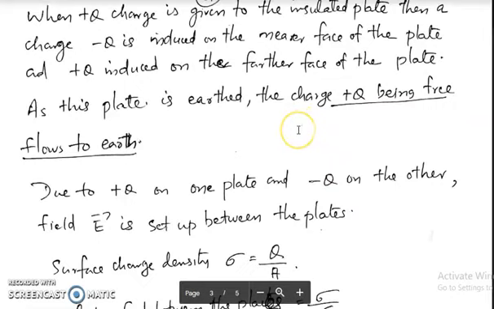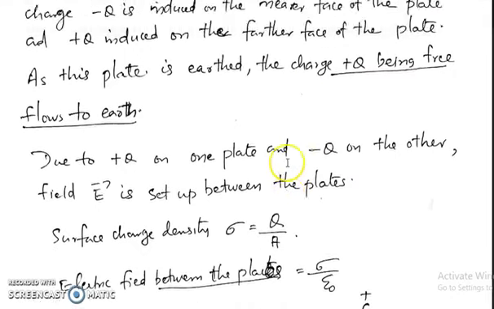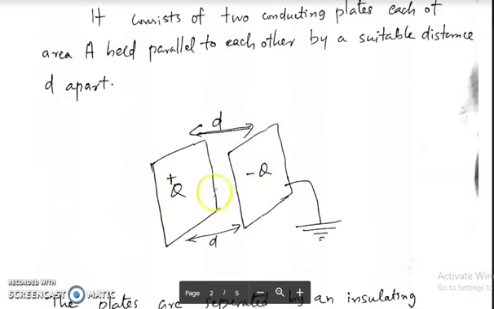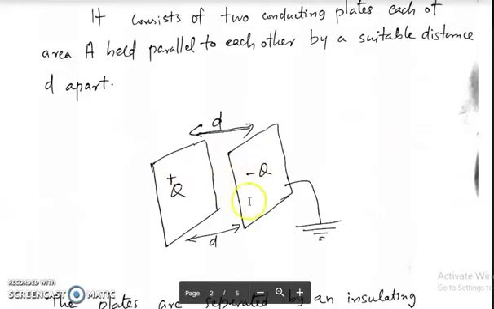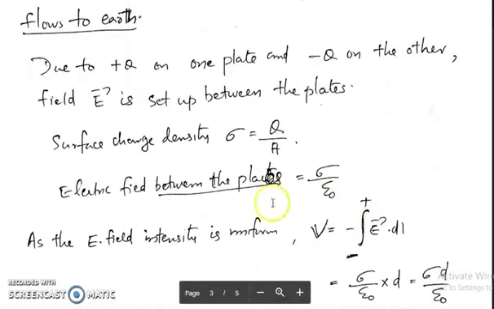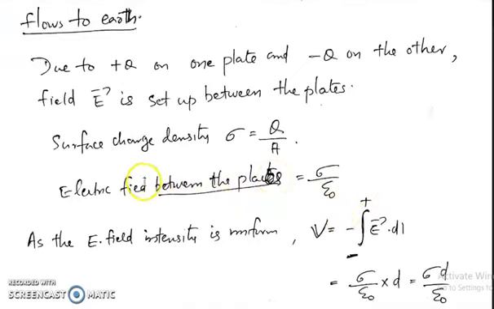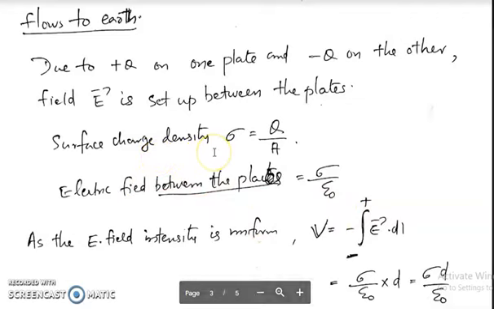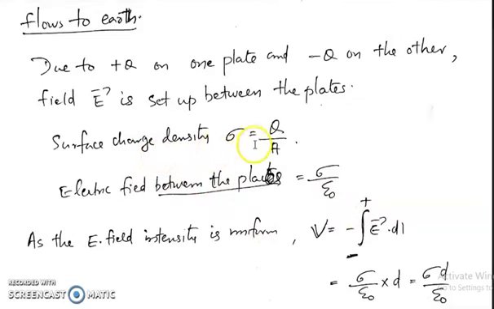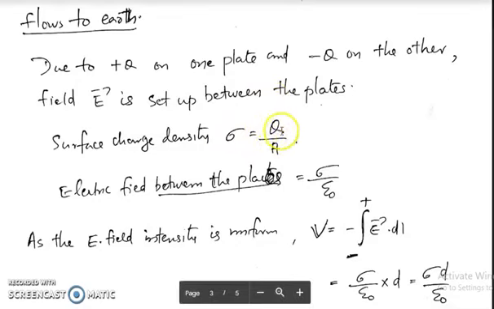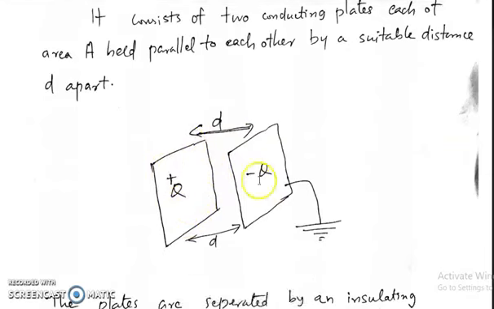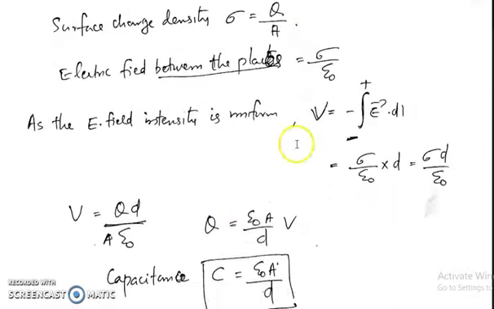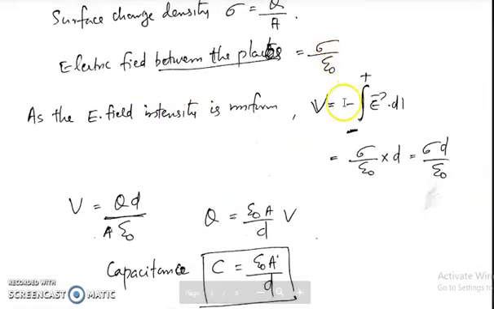Now there will be an electric field in between, due to this plus Q and minus Q charge. That electric field is given by sigma by epsilon 0. Sigma is the surface charge density, which is Q by A, where A is the surface area of the plates. So we have the electric field in between as sigma by epsilon 0.